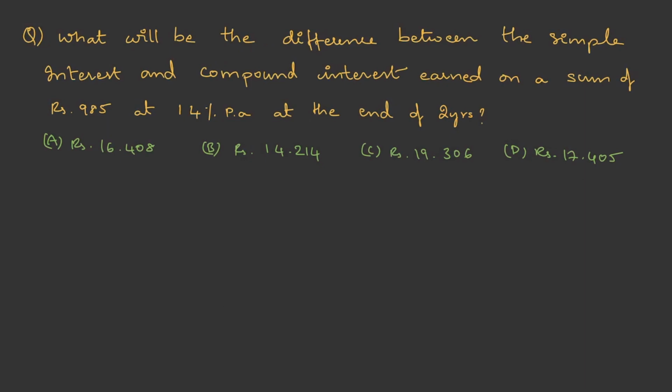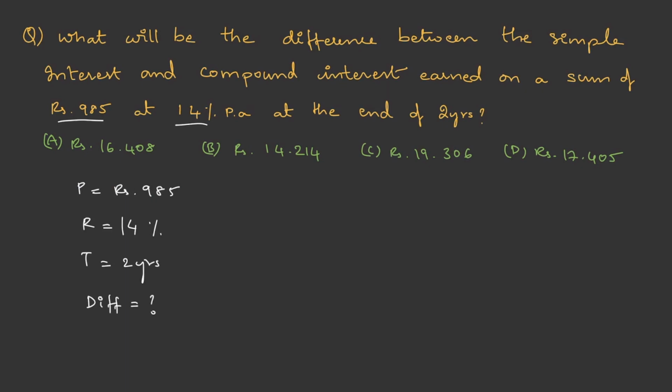Here is the first question. What will be the difference between the simple interest and compound interest earned on a sum of rupees 985 at 14% interest at the end of 2 years? So let me write the given data first. Principal is rupees 985, rate is 14%, time is 2 years, and we are supposed to calculate the difference.